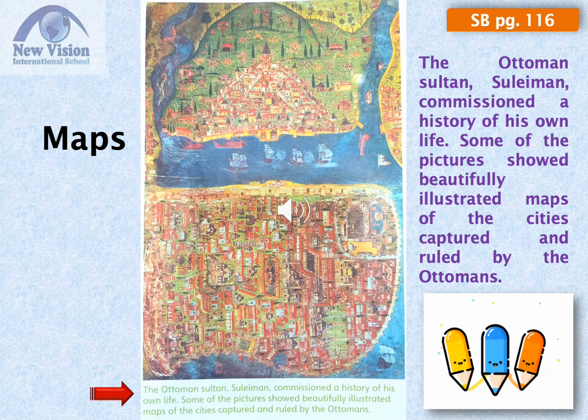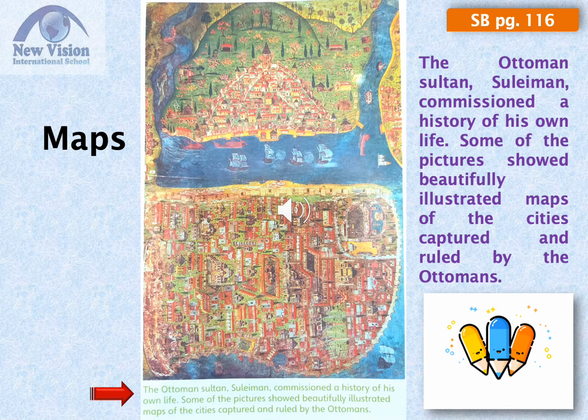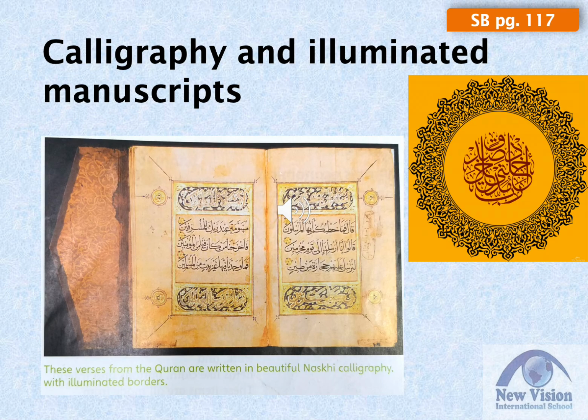Okay, so who was the Ottoman Sultan who commissioned a history of his own life? Very good, Sulaiman. Okay, now let us move to the next page, page number 117. On page number 117, we will discuss calligraphy and illuminated manuscripts. My dear students, could you please repeat the title of the paragraph on page number 117? Very good. Calligraphy and illuminated manuscripts.